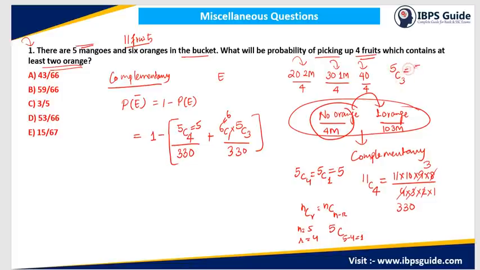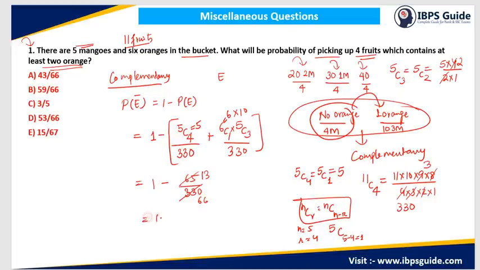Now this 5C3 is equal to 5C2, using this particular formula. And this will be equal to 5 into 4 divided by 2 into 1. So this 2 will cancel this 2 and this will be equal to 10. So this is 10 multiplied by 10. So this is 60 plus 5, 65. So 1 minus 65 divided by 330. So if I cancel this by 5, this will be equal to 13 and this will be equal to 66. So 1 minus 13 by 66, which will boil down to 53 by 66. So in this case my answer will be 53 by 66, that is option D.